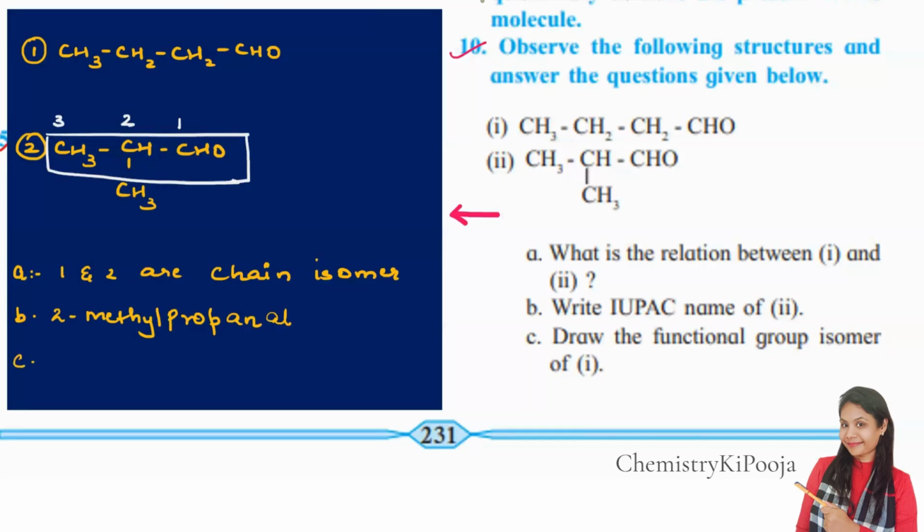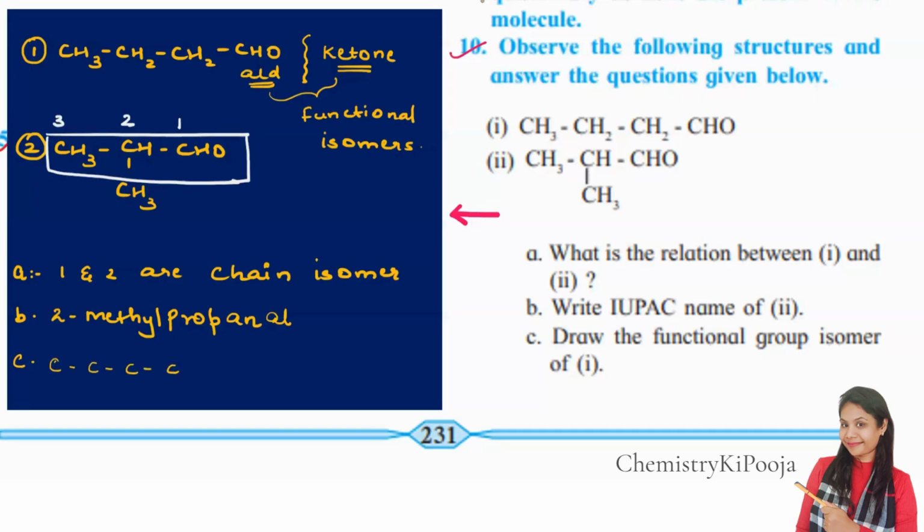Then the C part: draw the functional group isomer of 1. This is an aldehyde, so the functional group isomer of the first one will be a ketone, because aldehydes and ketones are functional isomers of each other. The molecular formula remains the same in both cases; only the functional group is different. Here we have a 4 carbon containing aldehyde, so I'm going to write down a 4 carbon containing ketone.